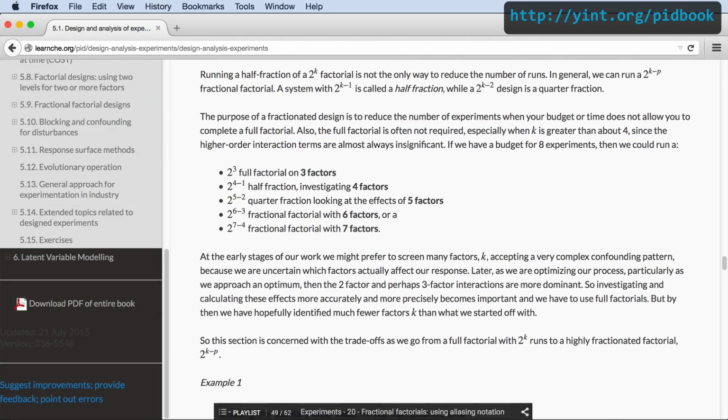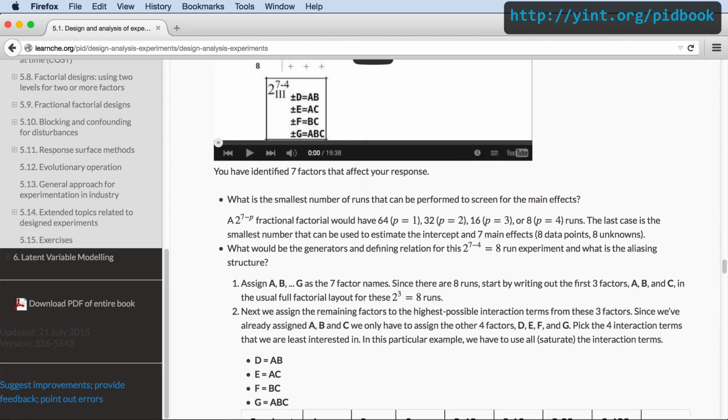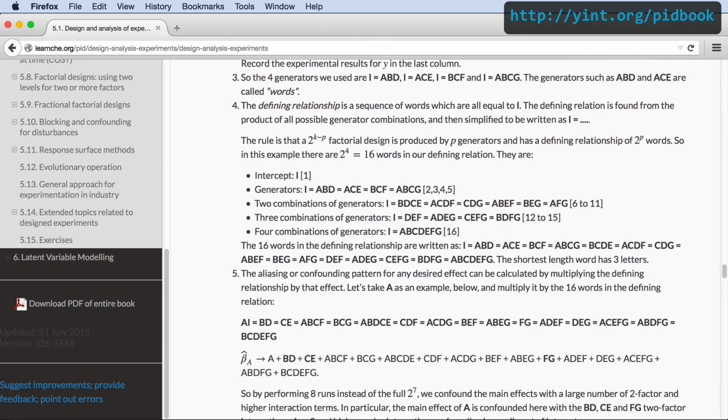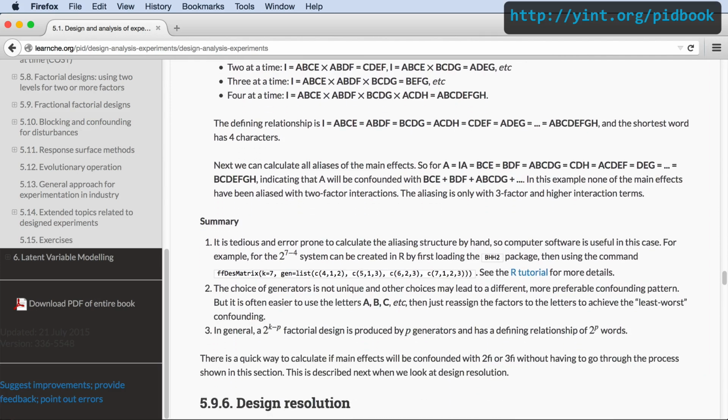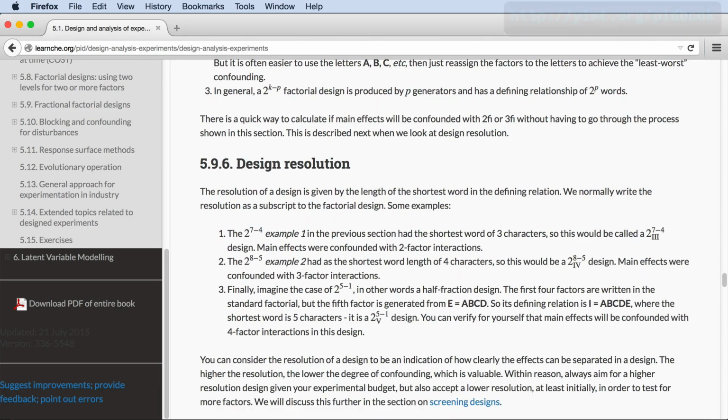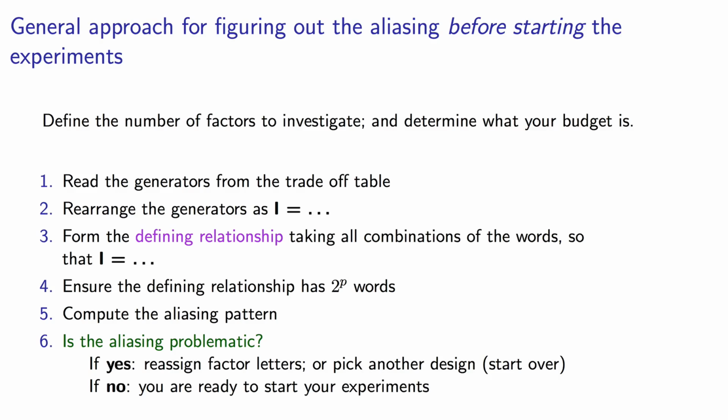In the course textbook, we show 2 examples, one with 7 factors and another with 8 factors. Go through those examples and really see how fractional factorials are used. All the details on calculating the generators and the defining relationships are given in those examples. You can use this quick sequence of steps as a general approach. Firstly, read the generator from the trade-off table. Secondly, multiply the generators to express them as I equals. Thirdly, take all combinations of the words from the rearranged generators to form the defining relationship. Remember, the defining relationship has 2 to the power of p words, where p is a measure of the reduction in our experimental effort. Use the full defining relationship to compute the aliasing pattern.